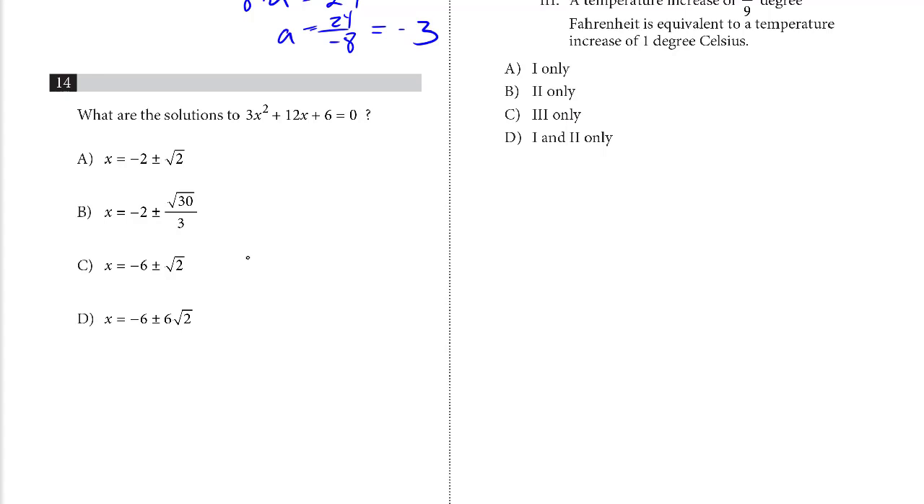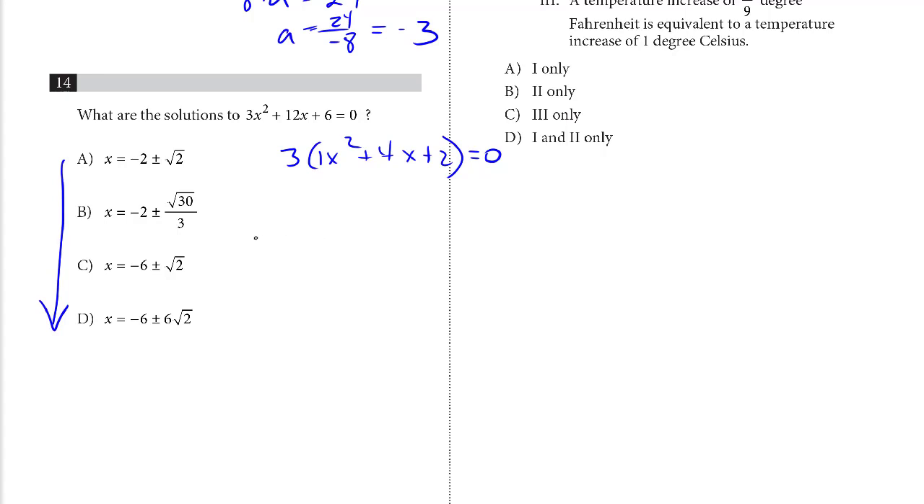14. What are the solutions to 3x squared plus 12x plus 6? So right away I'm going to try and pull out a common factor. 3 times (x squared plus 4x plus 2) equals 0. And I want to find the solutions or the roots here. So I want some factors. It's a simple case where my leading coefficient is 1. I want the factors of 2 that have a sum or difference of 4. Well, that's not going to factor. In fact, if I look through the answer choices, I should have known that, because all my answers are irrational roots. So I'm not going to be able to factor this over the integers.